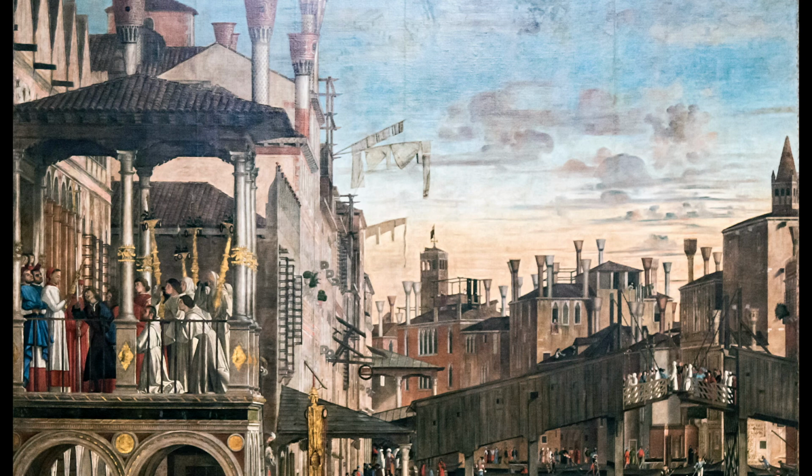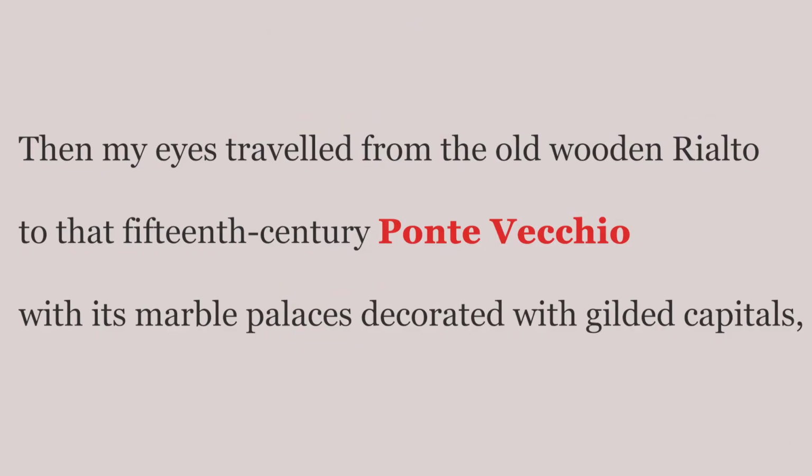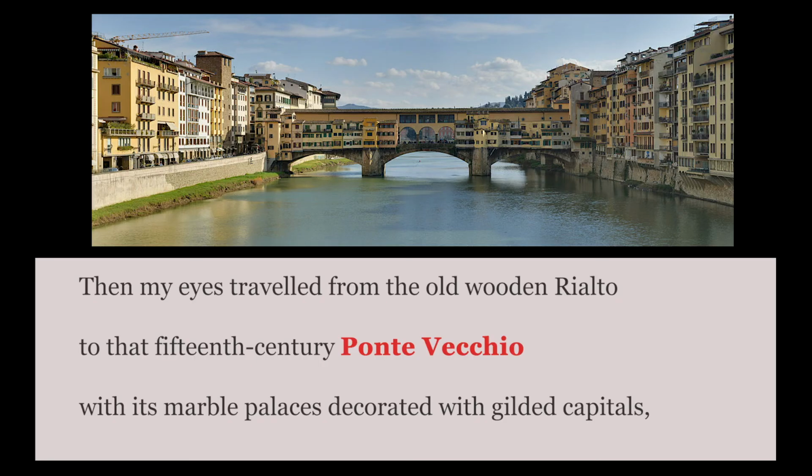But the problem is, he says Ponte Vecchio, which is a word for old bridge, but that's not a bridge, that's a building. And Ponte Vecchio is in Florence. It's a famous bridge in Florence. So there's some uncertainty here.